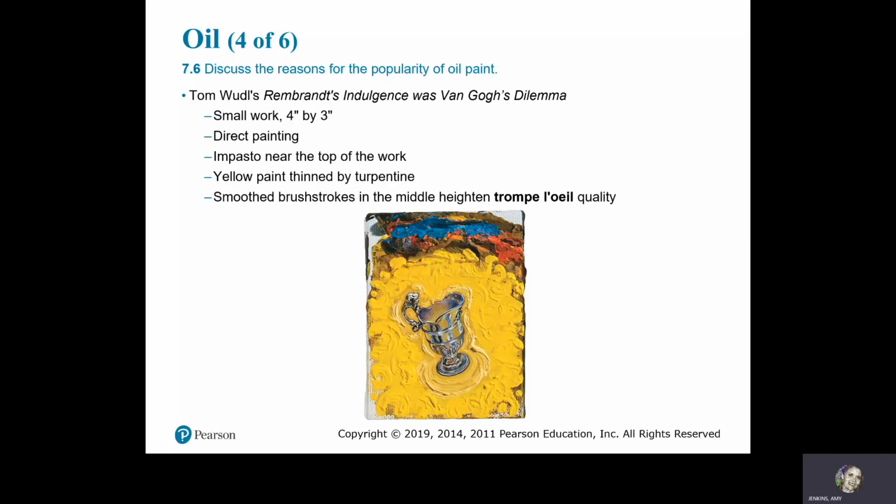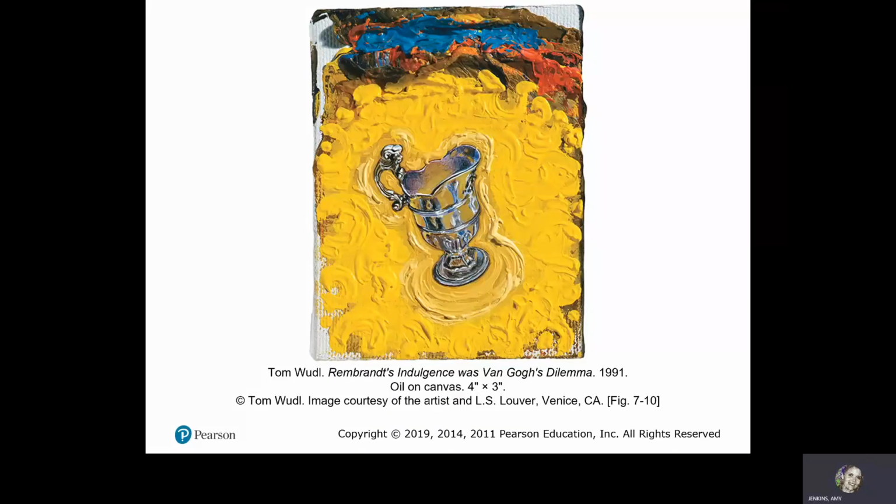Tom Whittle's Rembrandt's Indulgence Was Van Gogh's Dilemma. It is a small work, only 4 inches by 3 inches. It is direct painting. It is really thick impasto near the top of the work. The yellow paint is thinned by turpentine, and smooth brush strokes in the middle heighten the trompe-l'oeil quality. Trompe-l'oeil is "fool the eye." Realism.